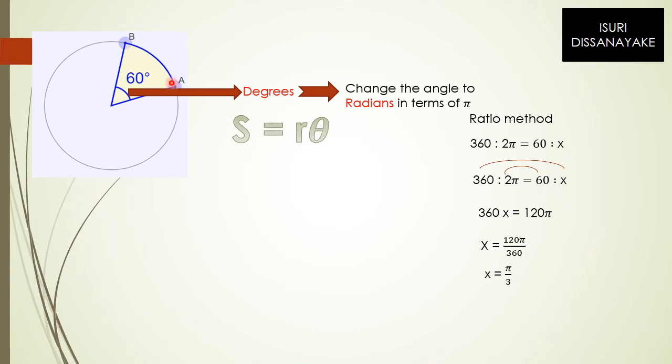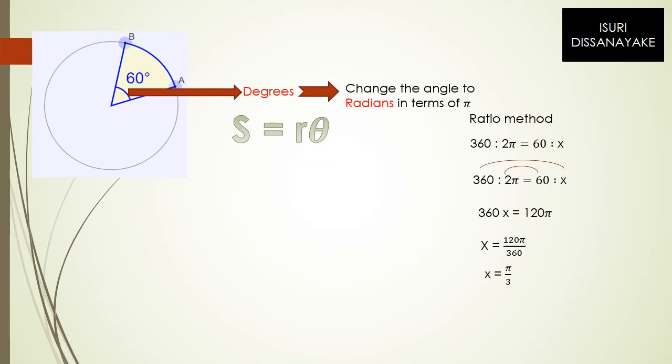Now we want to find the arc length from A to B. Usually you use C equals 2 pi r multiplied by theta over 360. You use that formula if you're measuring the angle in terms of degrees. Now we are going to use the angle in terms of radians. So we use the formula S equals r theta.